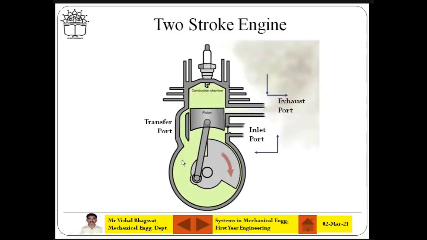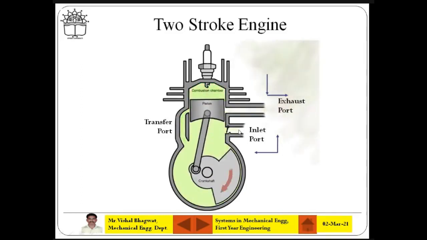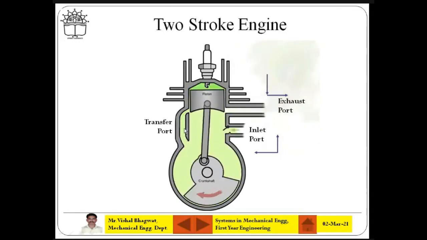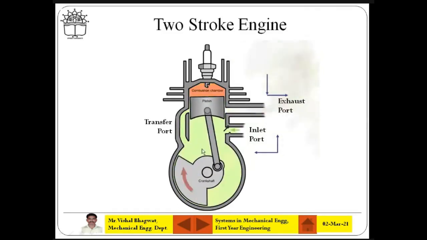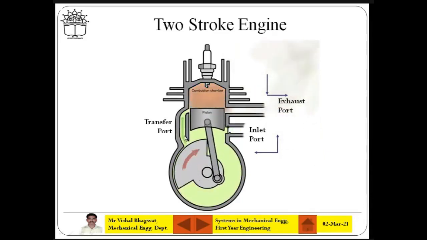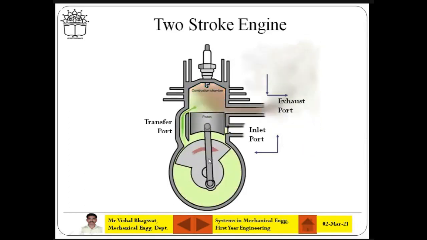Who is pushing? The crank is pushing it. Just observe, the inlet port is open, so the petrol plus air mixture is coming inside. When the piston is going down, the fuel mixture inside the crankcase is getting pressurized. See, the piston is going down, so here it is getting pressurized, so compression is happening. From the transfer port, the compressed fuel mixture is going inside the combustion chamber.